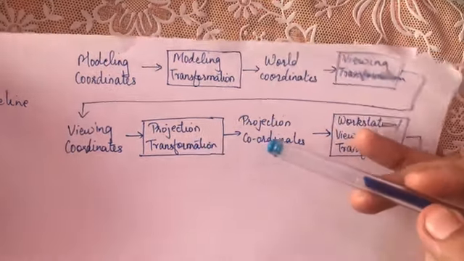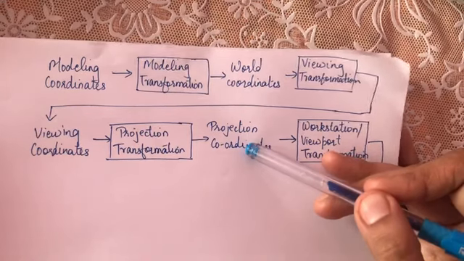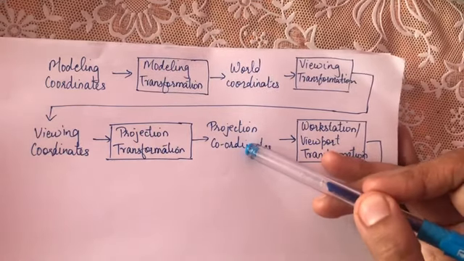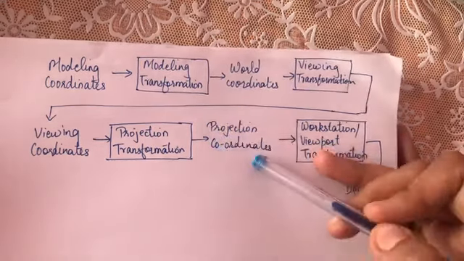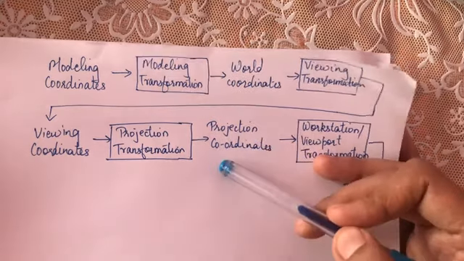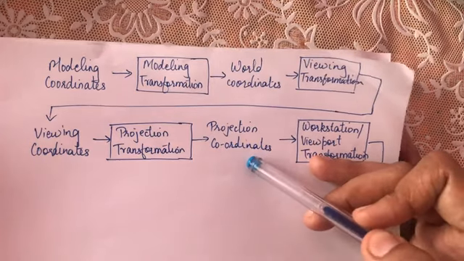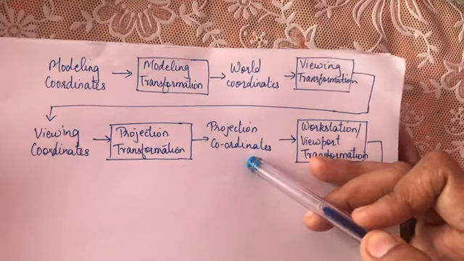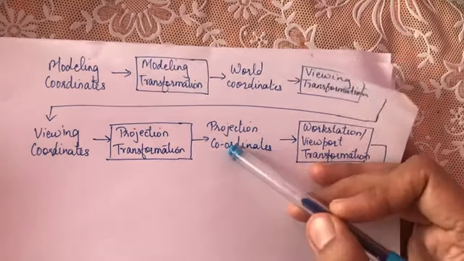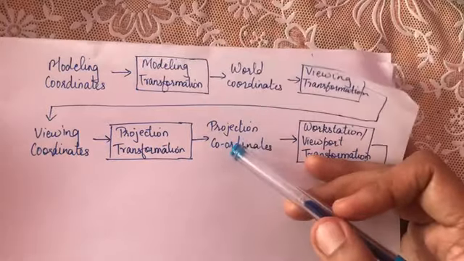Next is projection coordinates. Now the camera will decide the actual projection coordinates. It will decide the actual coordinates of the particular picture, or the boundary to click the picture. So that happens in your projection coordinates.